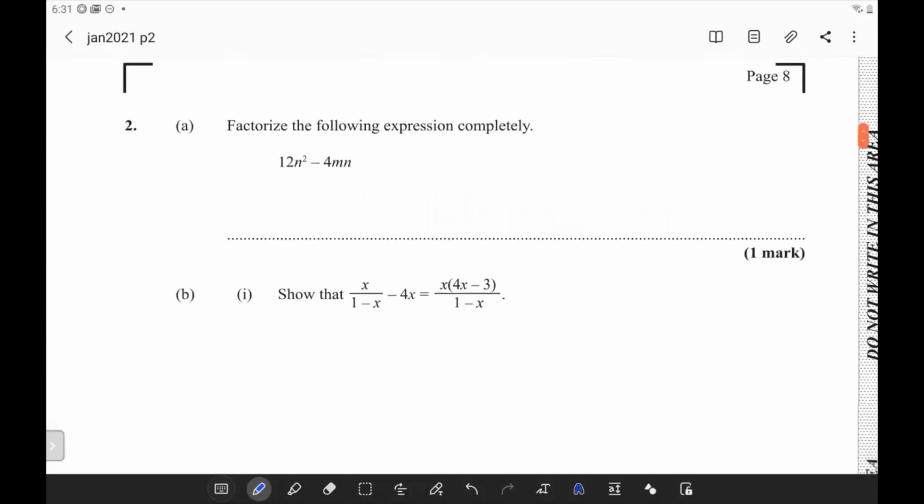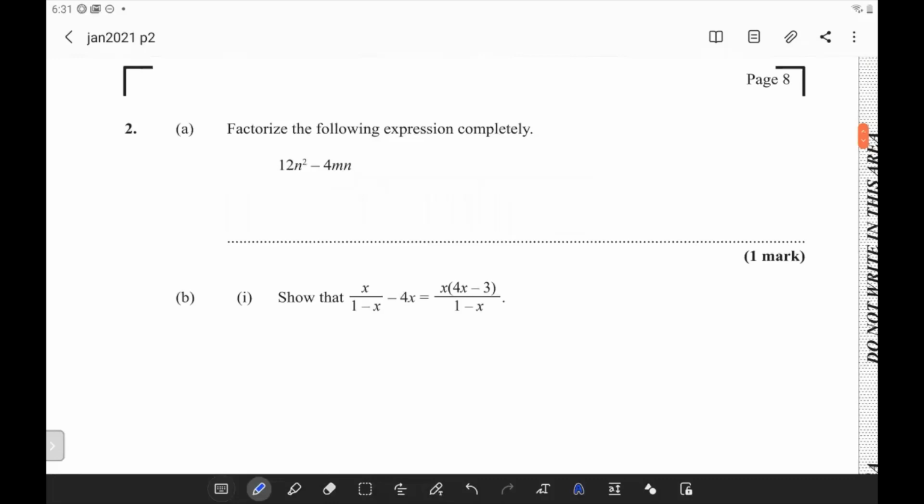Number 2, factorize the following expressions completely. So notice that the numbers in front have an HCF of 4. So we could factor 4 out, and they also have n. So we could factor an n out as well to get 3n minus 4, sorry, minus m. And if you want, you could distribute it to see if you get back the answer. 4 by 3 is 12, n by n is n squared, and 4n by minus m is minus 4mn.